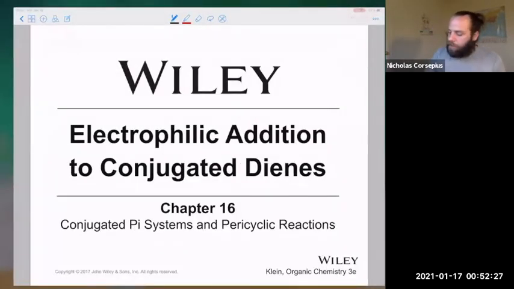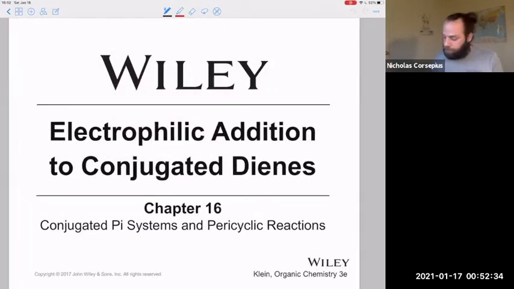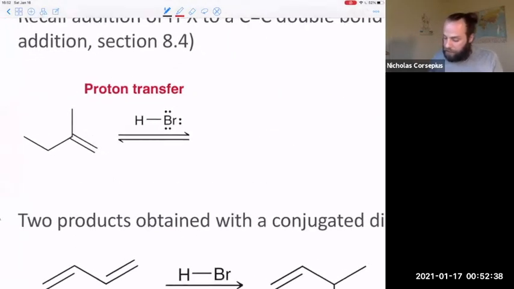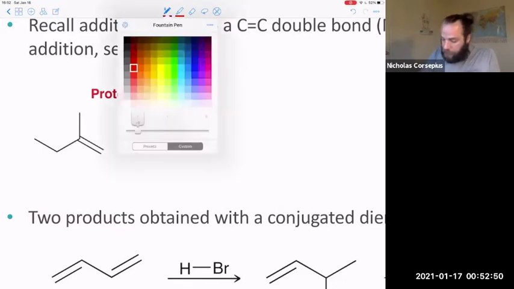All right, so now let's talk about reactions of dienes, and in particular, the electrophilic addition to conjugated dienes. So let's stop and remember that when we were talking about alkenes in chapter 8, particularly 8.4, we know that they react with hydrohalogens in this process called electrophilic addition.